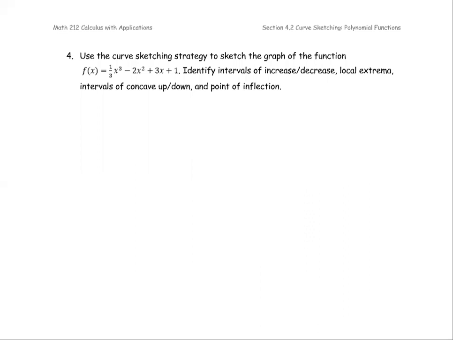In this example, we're going to use the curve sketching strategy to sketch the graph of the function f of x equals 1/3 x to the third minus 2x squared plus 3x plus 1. Identify the interval of increase and decrease, where increase means f prime positive, decrease means f prime negative.